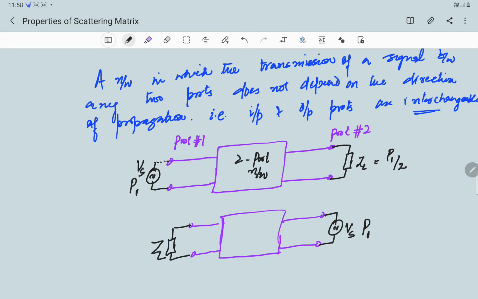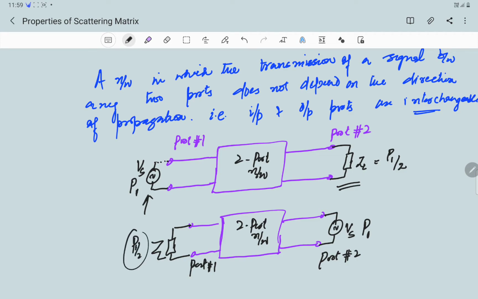So this is the same two-port network. Only thing is that earlier I was connecting the source at port number 1 and the load at port number 2. Now what we are doing is connecting the source at port 2 and the load at port 1.